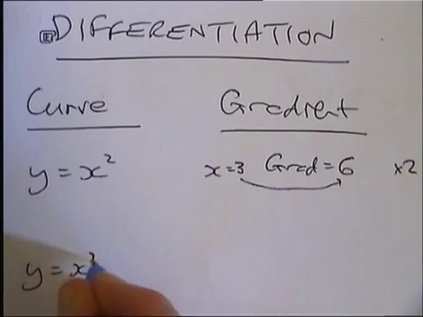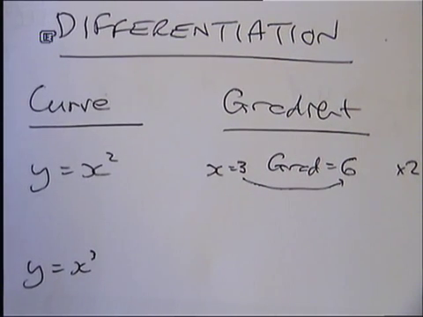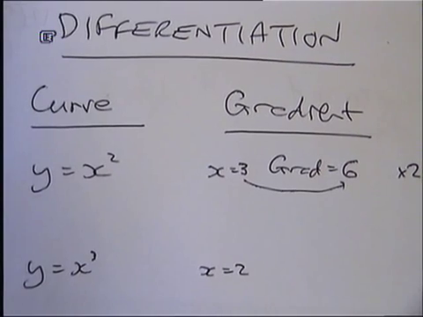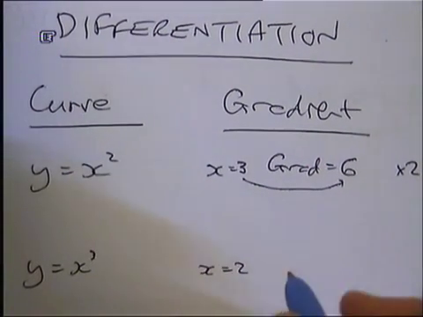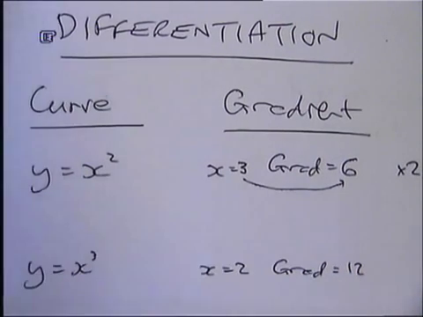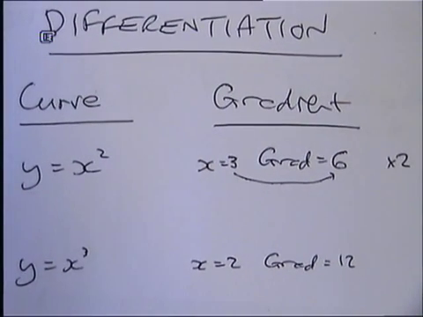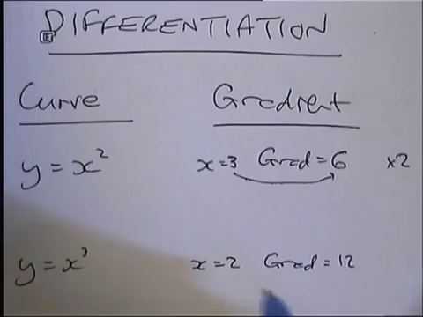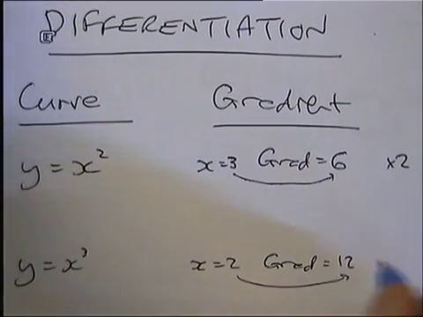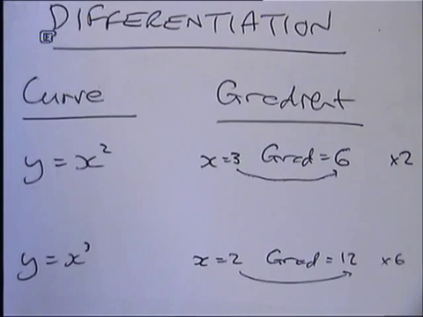Next one we looked at was y equals x cubed. And we looked at what happened when x was equal to 2. And when x was equal to 2, we worked out the gradient was equal to 12. Okay? What did we do to that 2 to make it become 12? We times it by 6. And we've got to see if we can work out how we can get these things from the things over here.